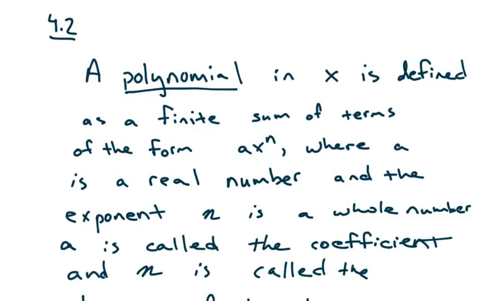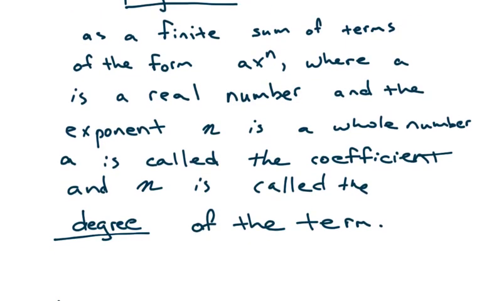0314, section 4.2. We're going to be talking about polynomials. So what is a polynomial? Well, a polynomial in x is defined as a finite sum of terms with the form ax to the n, where a is a real number and the exponent n is a whole number. A is called the coefficient and n is called the degree of the term.